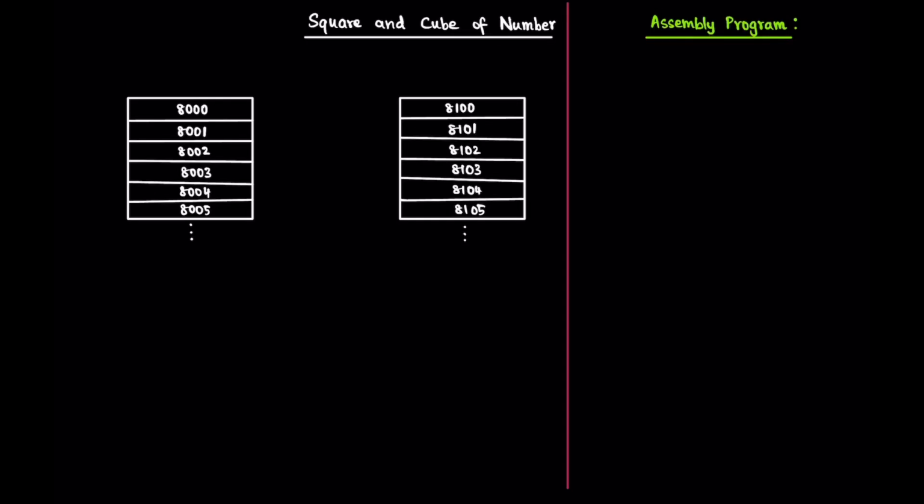Hello everyone, in this video we are going to see how to square and cube a number which is stored in 8051 microcontroller. Now here you can see that there are two sequence of blocks. In the first sequence we can see the address locations 8000, 8001, 8002 and so on. This block is going to be storing the program.